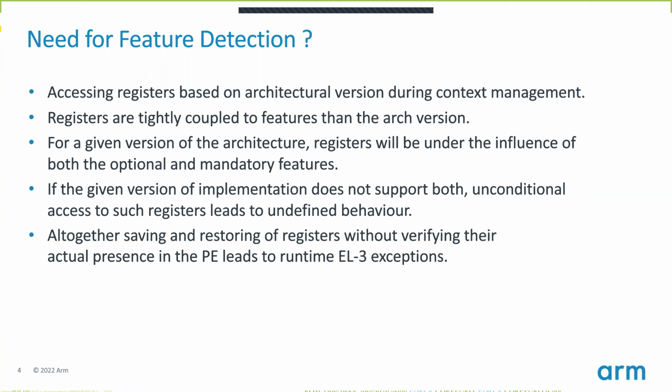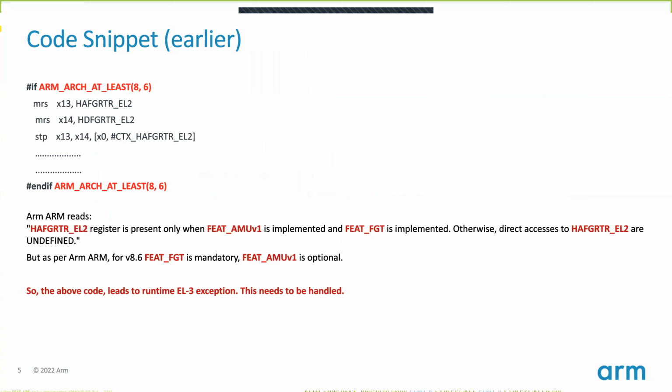For a given version of architecture, the registers will usually be under the influence of the optional as well as the mandatory features. But there are certain scenarios wherein, for a given version of architecture, both of them will not be present. Under such scenarios, if we try to access registers which are under the influence of both mandatory as well as optional features, that leads to a crash or exceptions during runtime. To handle these scenarios, we thought of removing the dependency on this architectural version macro. This is the code snippet we had in our TFA code base.